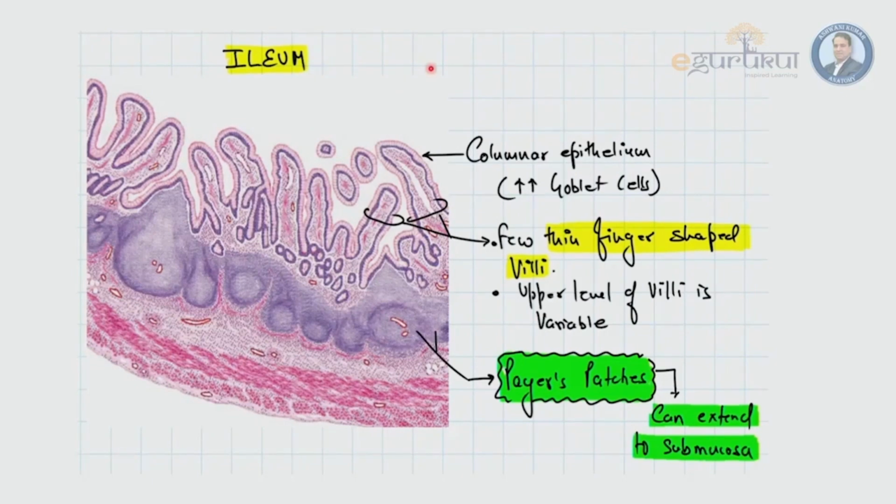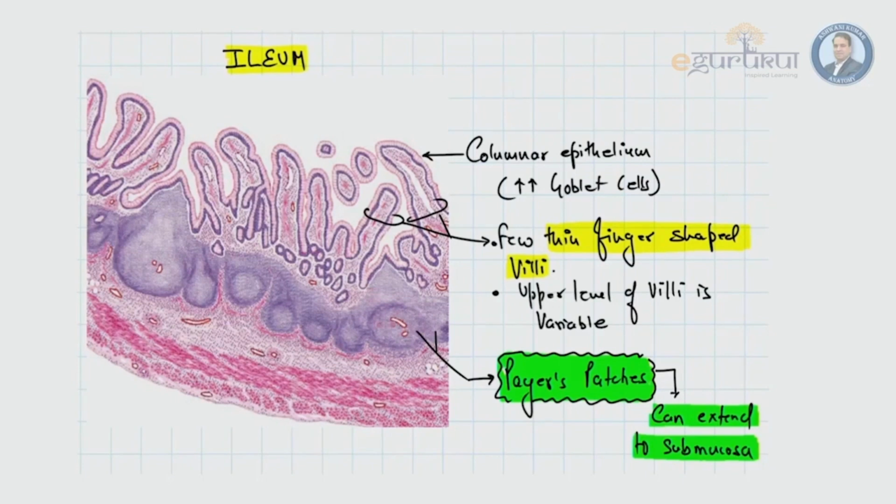Although this section which I took from the Di Fiore Atlas is not showing a lot of goblet cells in it, it is for sure that the more distal you go in this GIT, the number of goblet cells will keep on increasing more and more. So we'll have more goblet cells in the ileum compared to the jejunum and the duodenum.